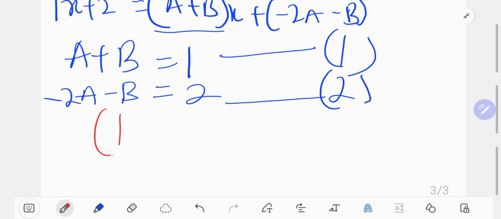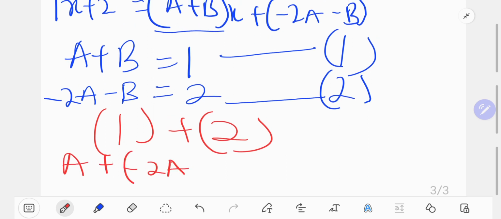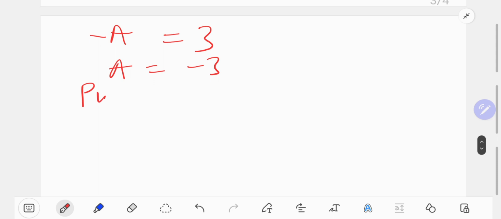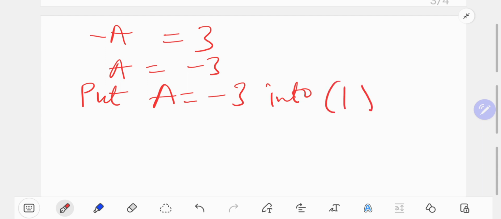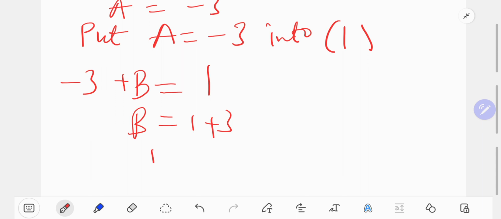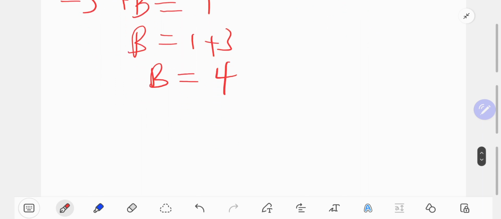You can add 1 and then 2 to get rid of b. So that gives us a plus minus 2a, and b plus minus b gives us 0, equals 1 plus 2. This gives us minus a equals 3, then a gives us minus 3. So this is our value of a. Now we can make direct substitution by putting a equals negative 3 into any of the equations. Let's say equation 1. So what is equation 1? a plus b equals 1, right? By substituting negative 3 into the position of a, we're going to get negative 3 plus b equals 1. So b is going to give us 1 plus 3, b is going to give us 4. So we've gotten our values of a and b.